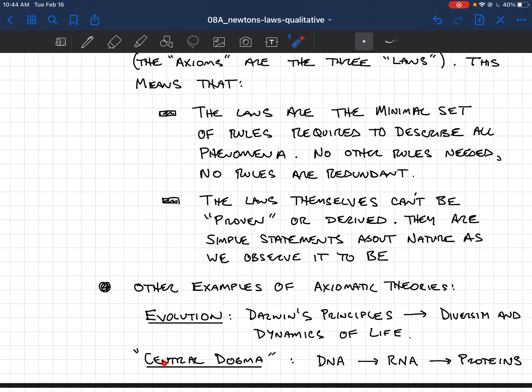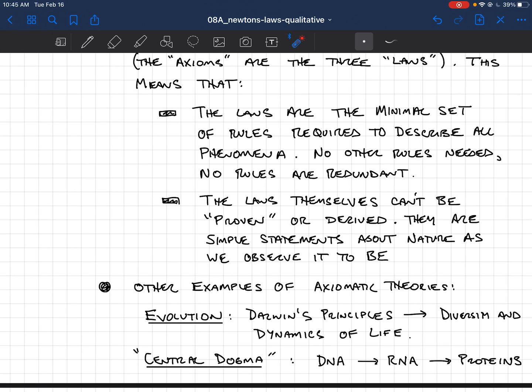Another is the central dogma of biology. So we know now that traits are passed on through the genome, through DNA in many organisms. And then genes of the DNA are transcribed into little RNA copies, which are then translated into proteins. And that basically is how an organism creates its structures. And so just knowing these simple rules allows you to understand exactly how an organism can build itself.